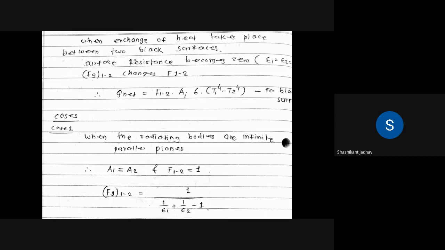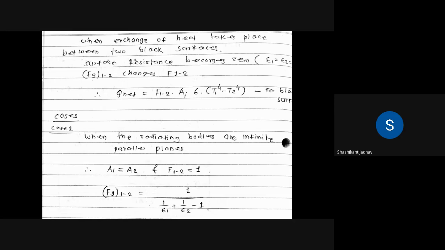Meaning, what is the equation for the surface resistance? That is (1 minus epsilon) divided by epsilon into A. Okay, epsilon means emissivity. For a black body, what is the emissivity? It is 1. That means 1 minus 1, so the numerator becomes 0. So therefore surface resistance becomes 0. Okay, in brackets, because of what does this surface resistance become 0? That is emissivity: epsilon 1 is equal to epsilon 2 is equal to 1. Emissivity is 1, so what will the surface resistance be? It will be 0. Okay, so FG12 changes. This gray body factor, what will it be converted into? It is converted into the shape factor, that is F12.